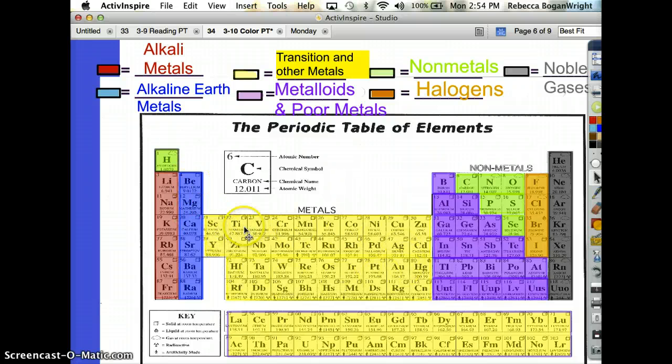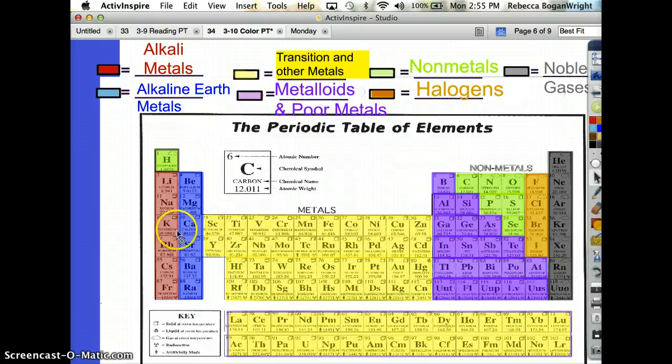All of these right here and down below, we're going to call these our transition and other metals. We're going to make this one category. These are our metalloids and other poor metals. This category right here was not mentioned in the Brain Pop, but you need to know about this group right here. Group 17 is called the halogen group. And then finally at the very end, group 18 is called our noble gases.